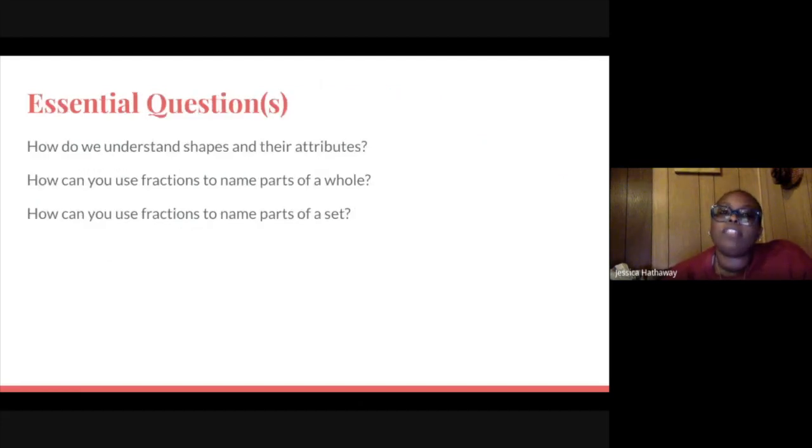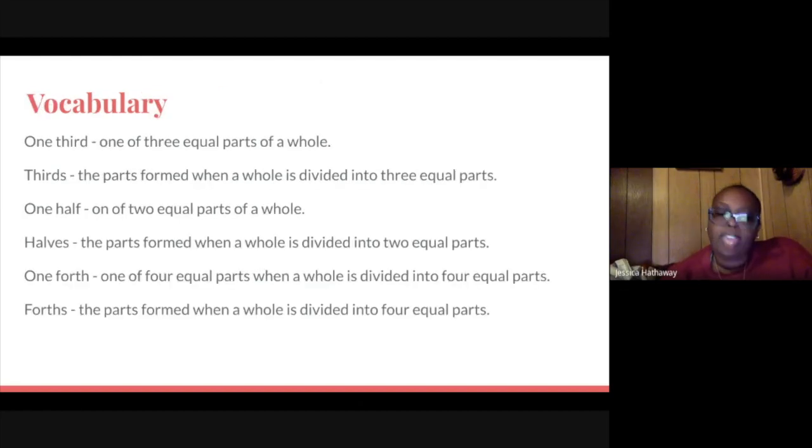Here are our essential questions. How do we understand shapes and their attributes? How can you use fractions to name parts of a whole? How can you use fractions to name parts of a set? So by the end of this week, you should be able to answer these 3 questions. Here are some of our vocabulary. I would suggest either pausing or taking a screenshot of this slide.